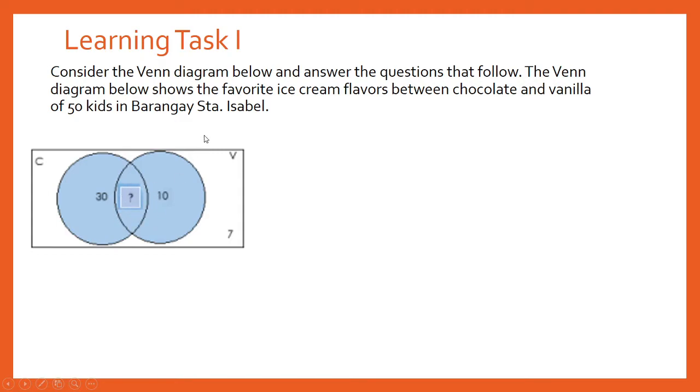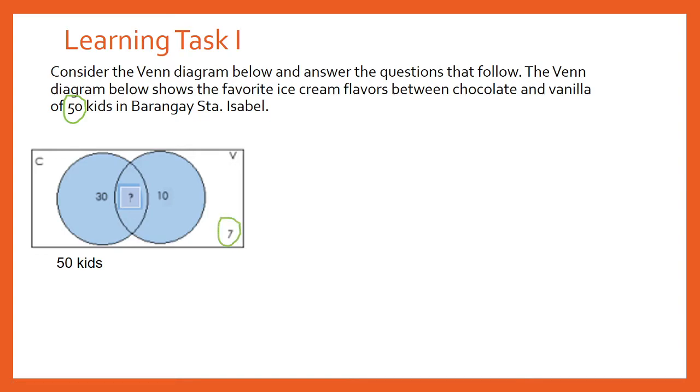Now, balikan natin yung problem. So, sa problem, it says that there are 50 kids. So, mag-start tayo sa 50. Ngayon, in order to determine this, we will subtract the numbers that are found in the Venn diagram. So, let's start with this one.